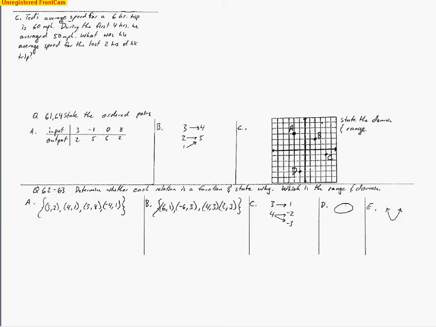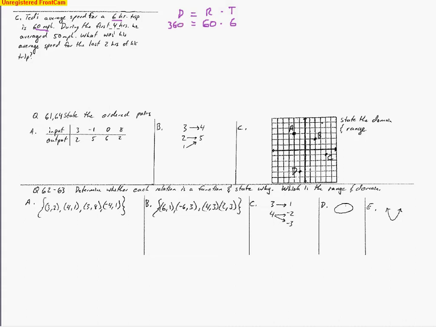It talks about Ted's average speed for a 6-hour trip was 60 miles an hour. Oh, this one kind of looks familiar. We saw a problem just like this. So they're giving us the average speed. For a 6-hour trip, his average speed was 60 miles an hour. How far did he go? Well, you multiply the rate times the time, that gives us our distance. 36 with a 0, so 360.